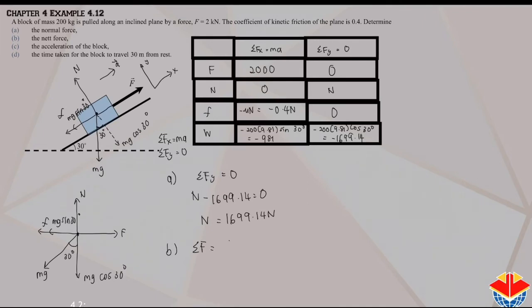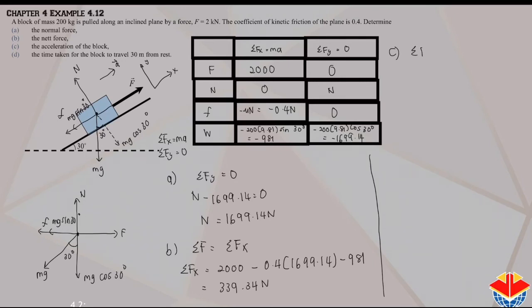For part B, we need to find the net force acting on the object. The net force will be summation Fx, since summation Fy equals 0. So 2000 minus 0.4 times the normal force, 1699.14, minus 981. So the net force will be 339.34 Newton.